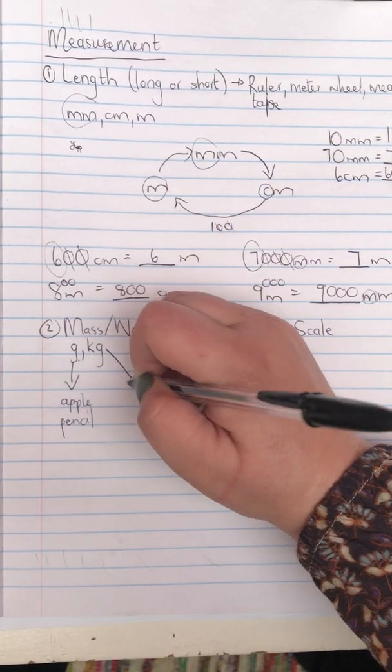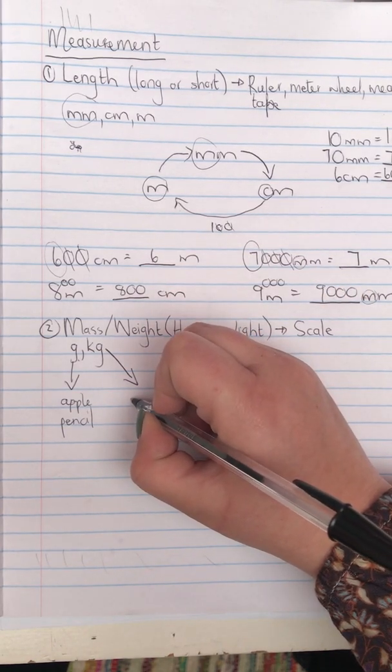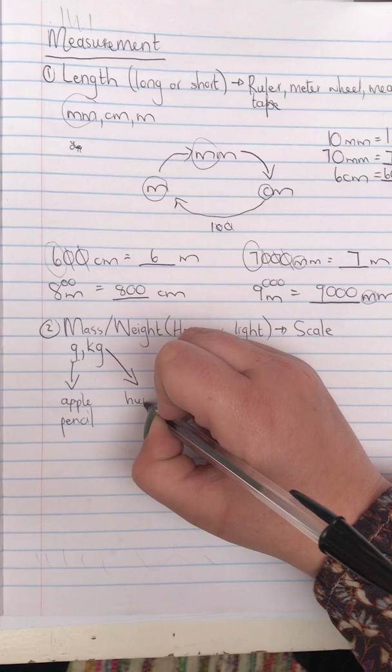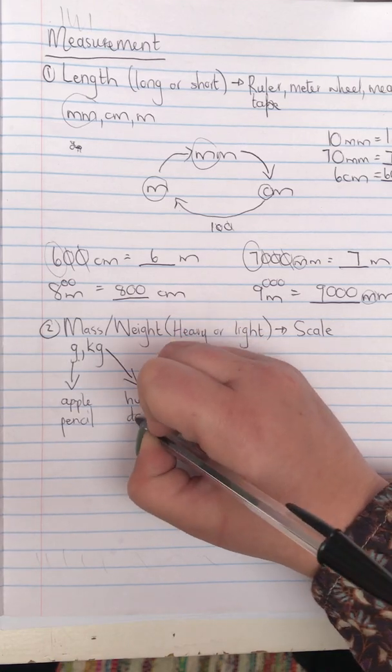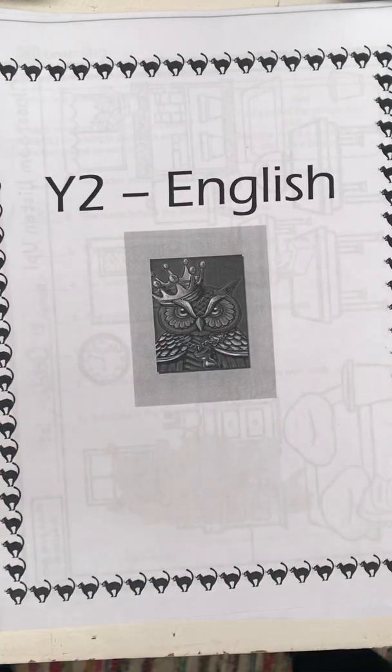But things that are heavier, that you will struggle to pick up, are measured in kilograms. Let's say like a human or a dog. Okay? We use kilograms to measure them. So now let's go to our math packet. Please write your name at the front and then let's open it up.